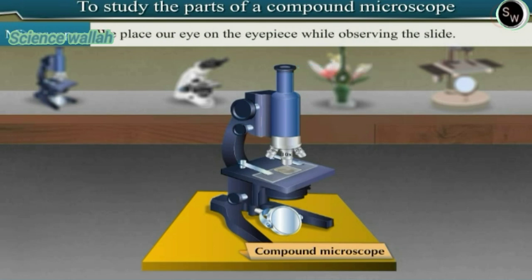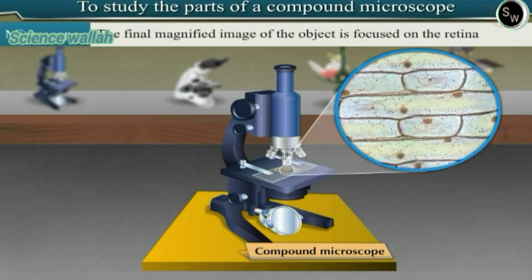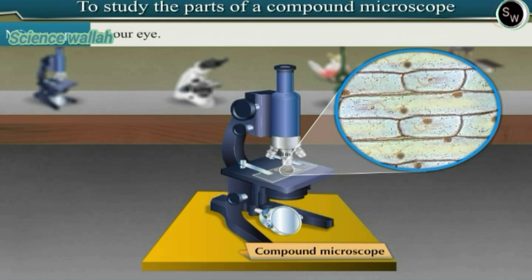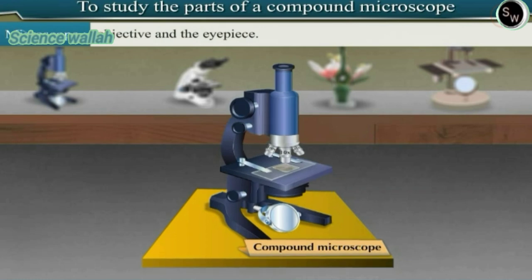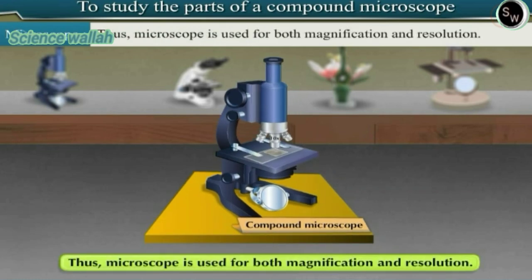We place our eye on the eyepiece while observing the slide. The final magnified image of the object is focused on the retina of our eye. The final image is formed by the combined actions of the lenses of objective and the eyepiece. Thus, microscope is used for both magnification and resolution.